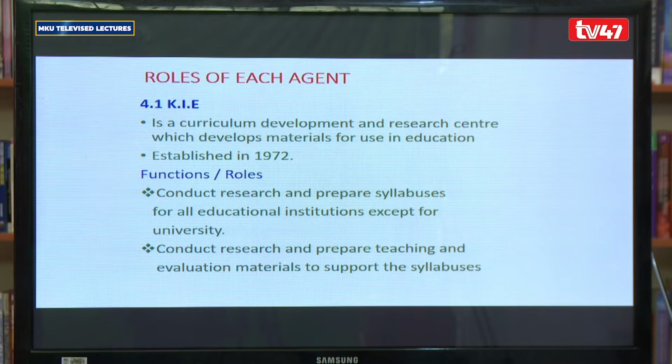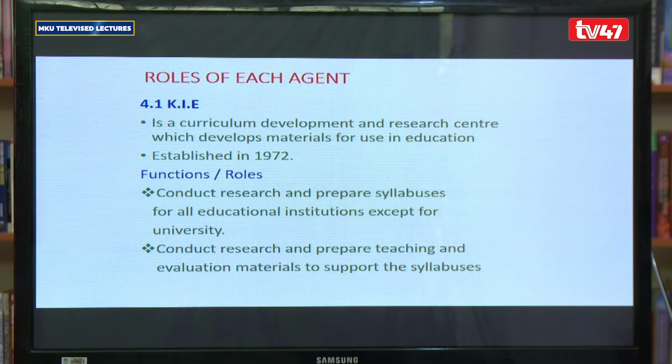Now let us start with the Kenya Institute of Curriculum Development, what used to be known as Kenya Institute of Education. This is a curriculum development and research center which develops materials for use in education. This center was established in 1972, and the major functions of this center include conducting research and preparing syllabuses for all educational institutions except for the university.